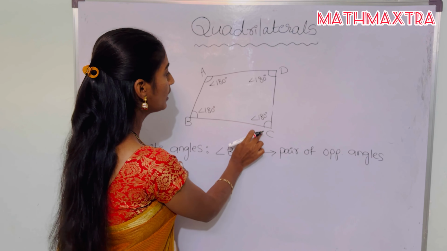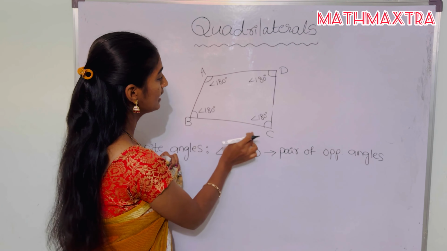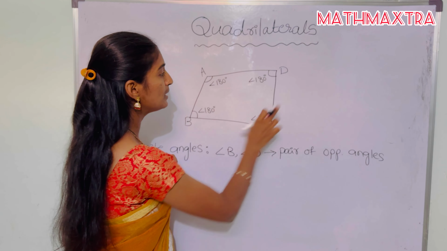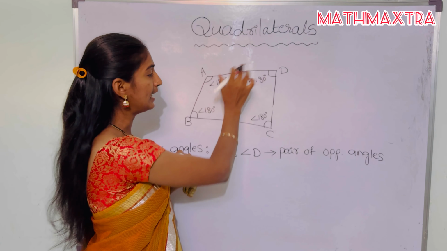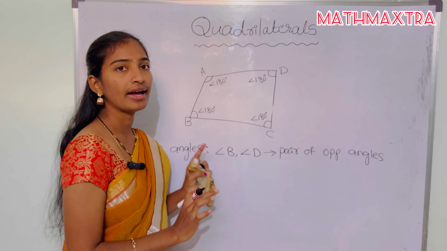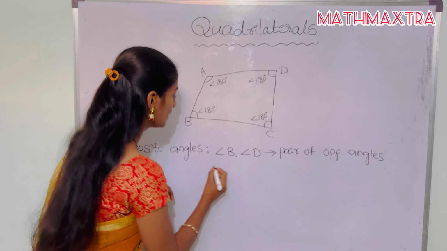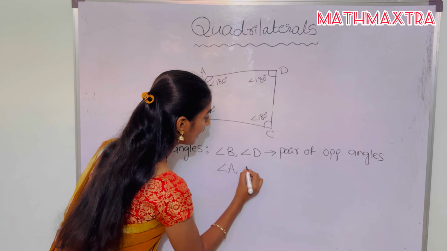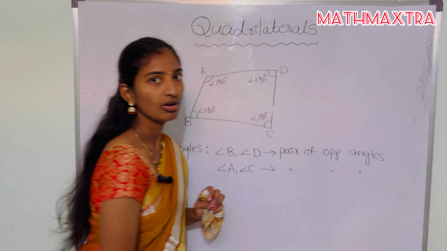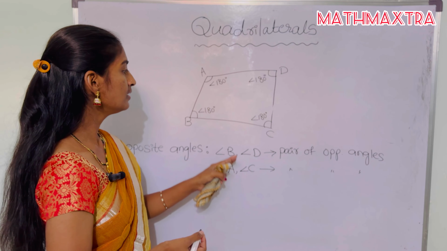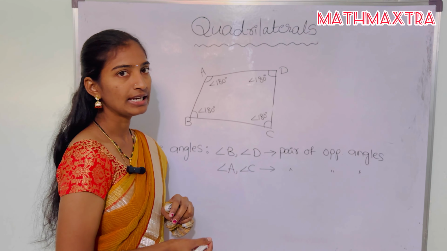And look at angle C and angle A. See, angle C has arms BC and CD, and angle A has arms AB and AD. So these two angles don't have a common arm. That is why we can say angle A and angle C are a pair of opposite angles. Okay, so these we call a pair of opposite angles.